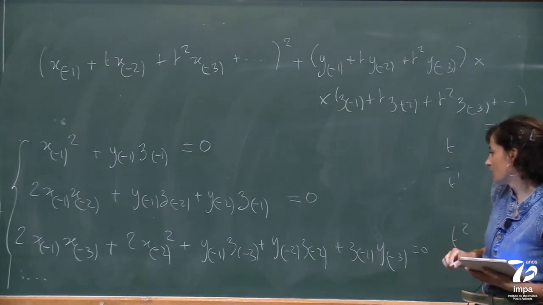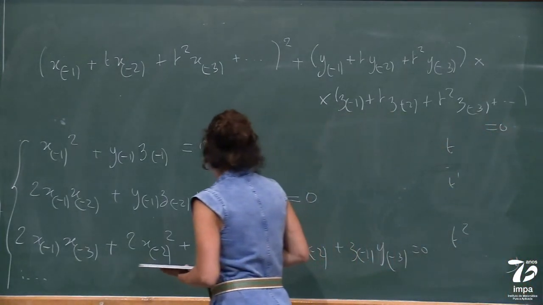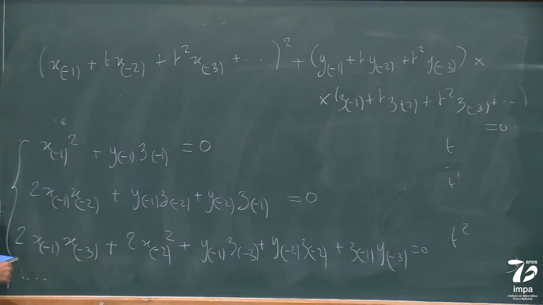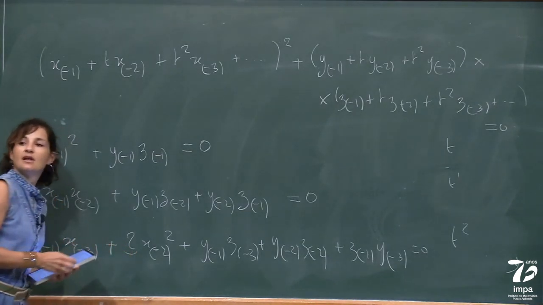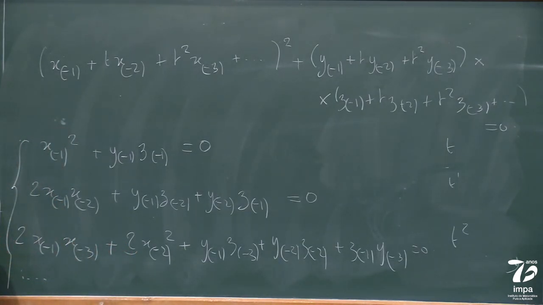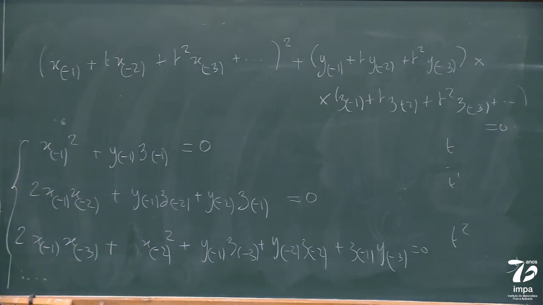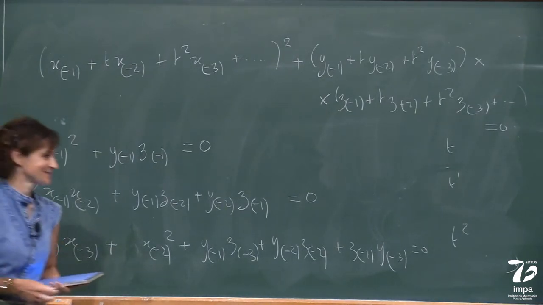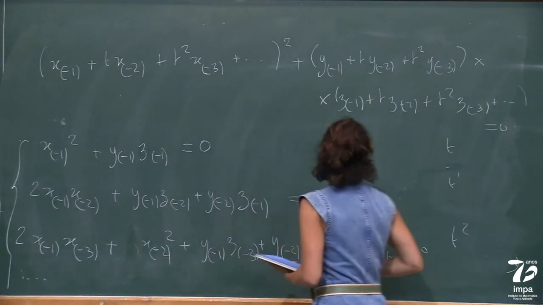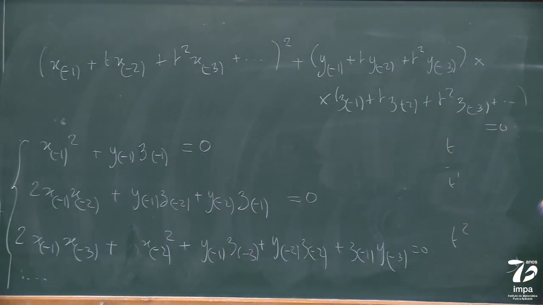Sorry? I forgot some term. Two is not correct. Yeah, this is maybe not correct. Yeah, it's precisely what I'm saying. If you differentiate, you get a 2. But if I do what I'm doing, I have no 2. Yeah, sorry. Yeah, you're right.